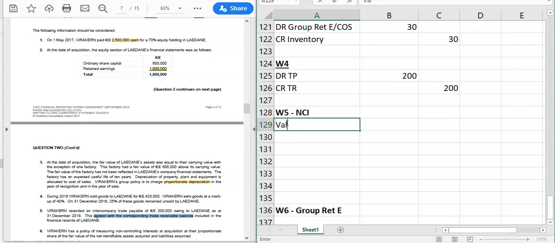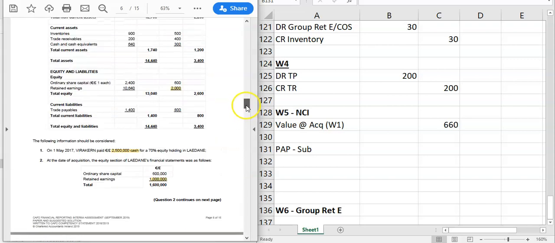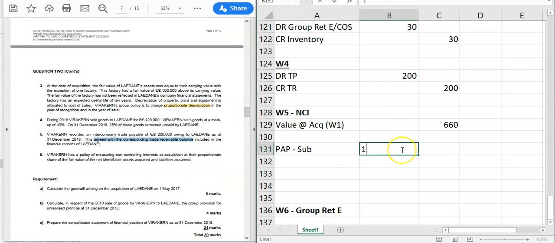So for example, the value at acquisition for the NCI, working 1, that was 660. We know during the year, they will have got post-acquisition profits in the sub. So the post-acquisition profits in the subsidiary, we've previously alluded to. When we purchased it, retained earnings were €1 million. They're now, 20 months later, post-acquisition, they're now €2 million. So post-acquisition profits for the subsidiary are 1 million. And that is 2 million minus 1 million.